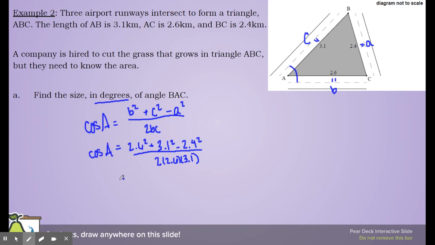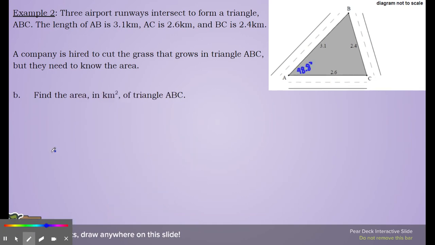So when I go to my calculator or Desmos to evaluate this, I'll have to do the inverse cosine of that whole fraction, making sure I'm in degree mode. And when I do all of that, I get, to 3 sig figs, 48.8 degrees for angle A.